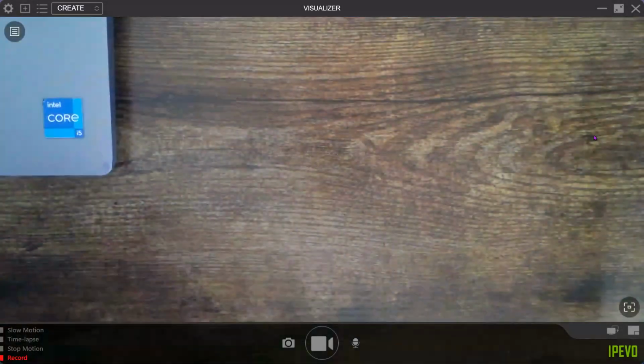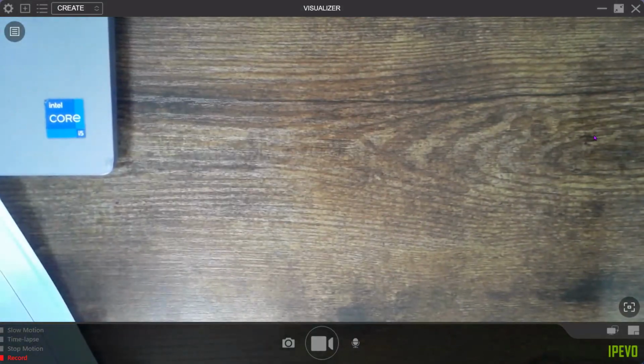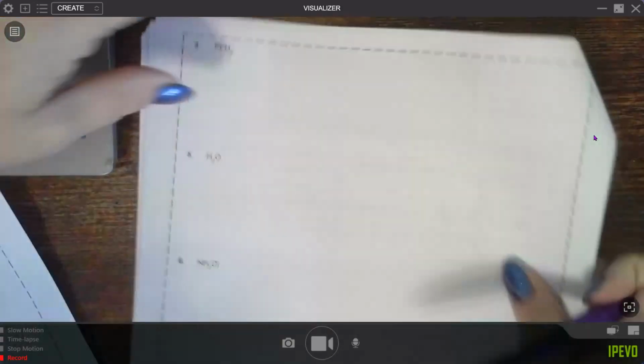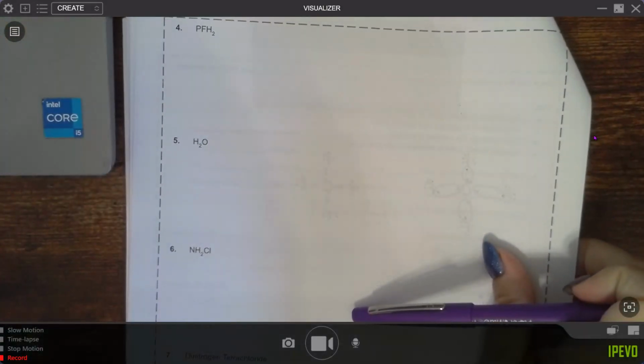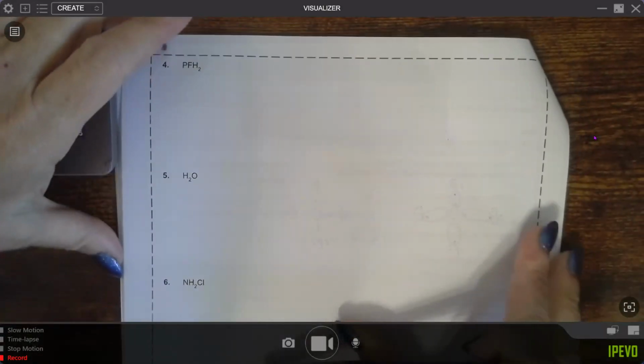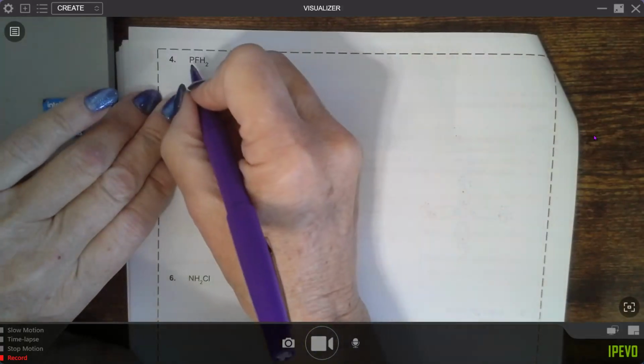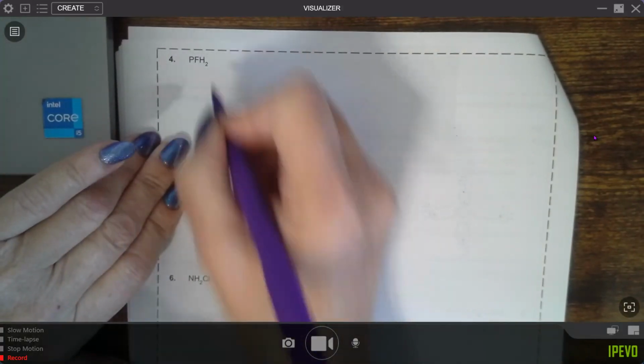All right, let's flip this over. I think there's 5 more. It's lots of practice. Okay, so PFH2. Okay, so 1 phosphorus, 1 fluorine, 2 hydrogen.